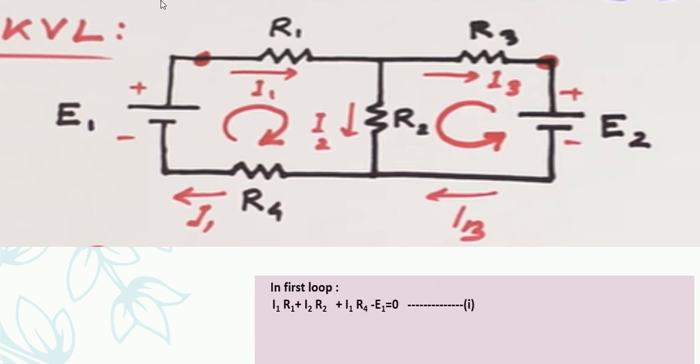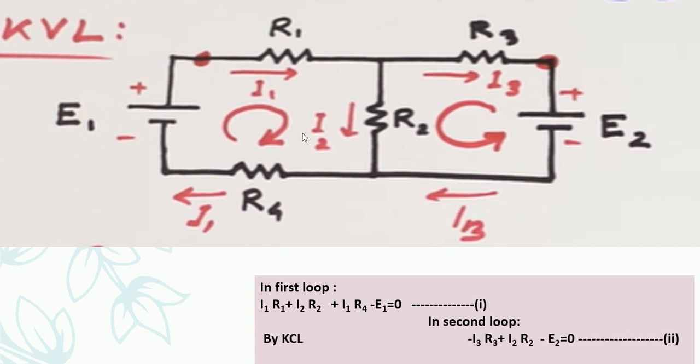I will show how to solve the mathematical problems based on circuits. Look here in this circuit. There are two loops: this is loop 1 and this is loop 2. In loop 1, one cell is connected, that is E1, and in loop 2, another cell is connected, that is E2. So this is the low potential, this is the high potential, this is the negative and this is the positive side.